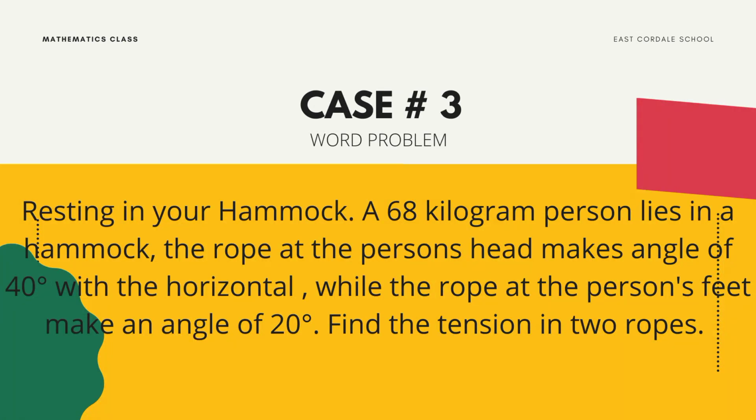Case number 3. Resting in your hammock: a 68 kg person lies in a hammock. The rope at the person's head makes an angle of 40 degrees to the horizontal, while the rope at the person's feet makes an angle of 20 degrees. Find the tension in the two ropes.